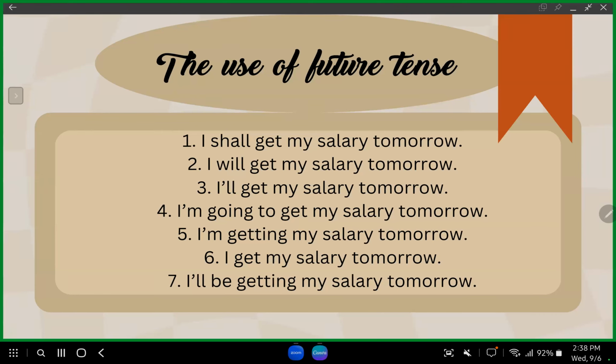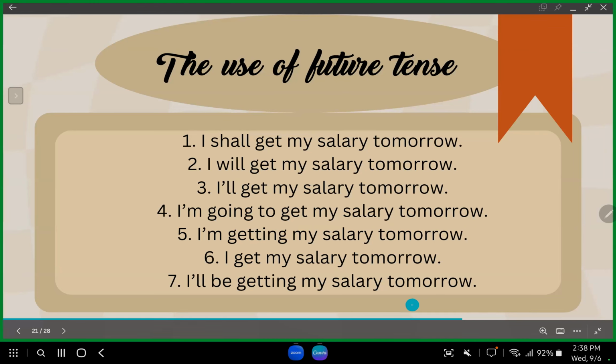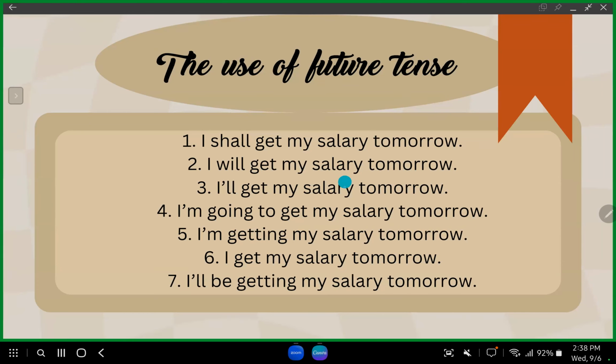I'm going to get my salary tomorrow. I'm getting my salary tomorrow. I get my salary tomorrow. I'll be getting my salary tomorrow. Are you seeing how all these are sentences that are used to describe what's going to happen the next day? All because of the word tomorrow.